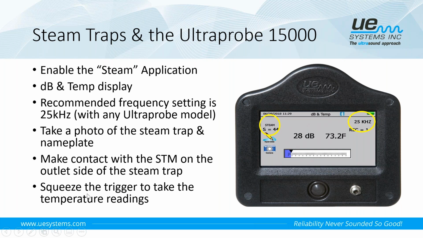On the outlet side of the trap, we'll squeeze the trigger, and then that's going to activate the temperature, and then we would also see the decibel level or the intensity meter, in this case, going to the right and then to the left.